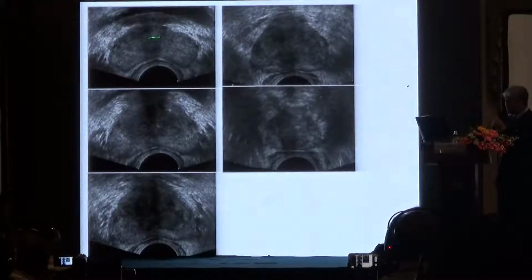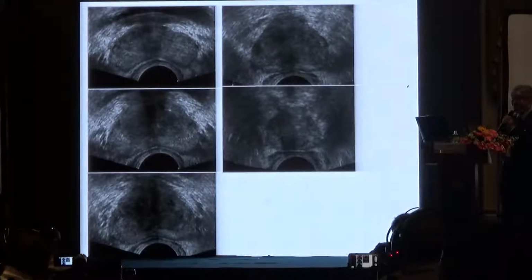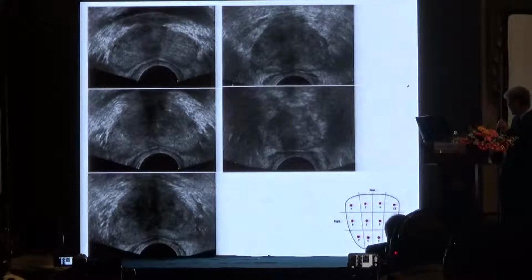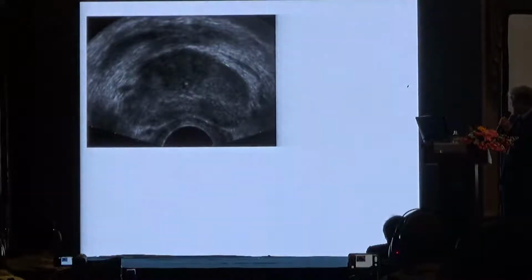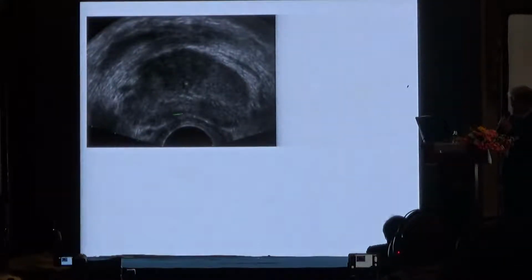In this case, it is difficult to identify hypoechoic lesions in the prostate. There is a little bit of heterogeneous echogenicity, but we cannot identify focal hypoechoic lesions. But at biopsy, the whole prostate was involved by prostate cancer. So it is difficult to make a definitive diagnosis of prostate cancer with transrectal ultrasound.